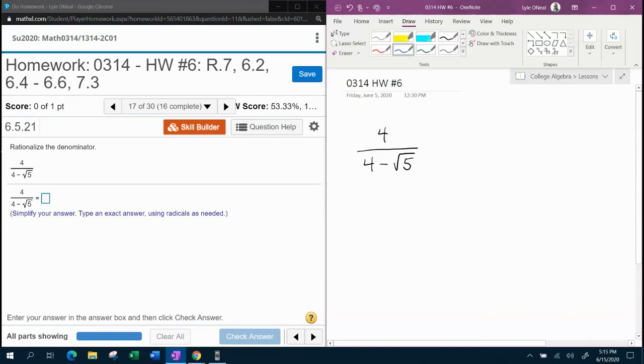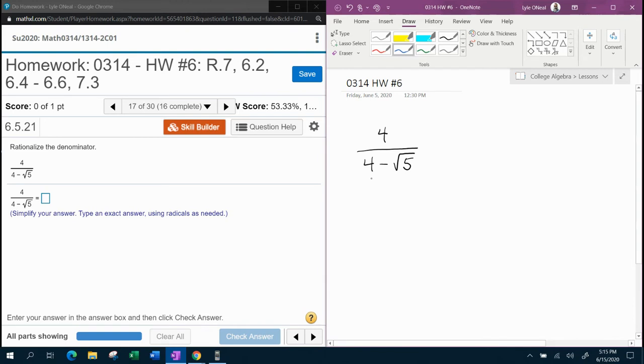All right, here we go. Question number 17 from our 0314 homework number 6 in MyLab Math. And again, the instructions say rationalize the denominator. Now, this problem is different than the past two examples because the denominator is not a monomial.